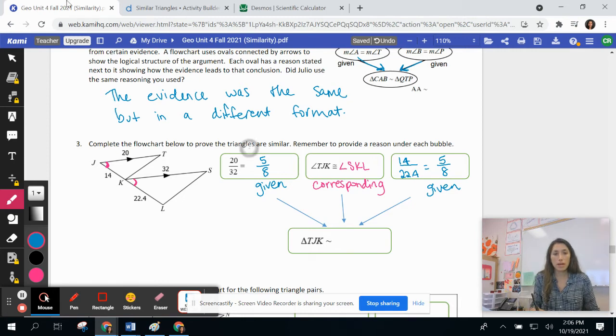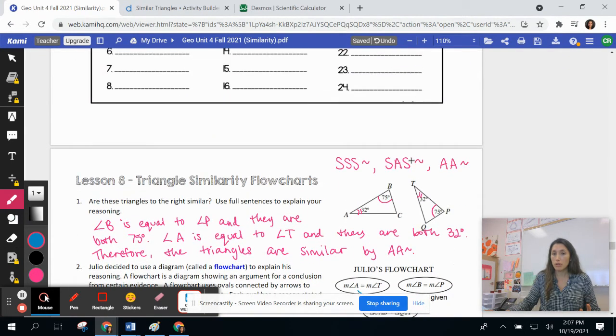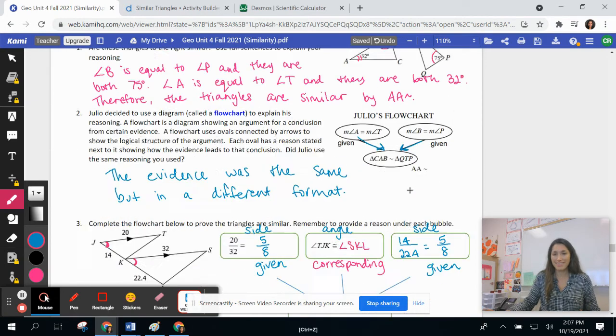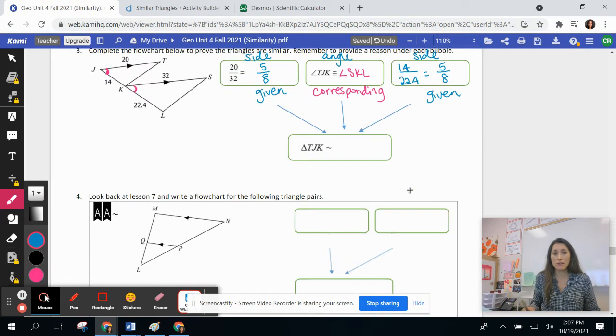So if you notice here, we have a proportional side statement, we have a congruent angle statement, and we have another proportional side statement. So these triangles, remember we had the 3 ways to prove triangles are similar. They are similar because of that side angle side reason. So I can now say triangle TJK is similar to triangle SKL, and that's because of side angle side similarity.